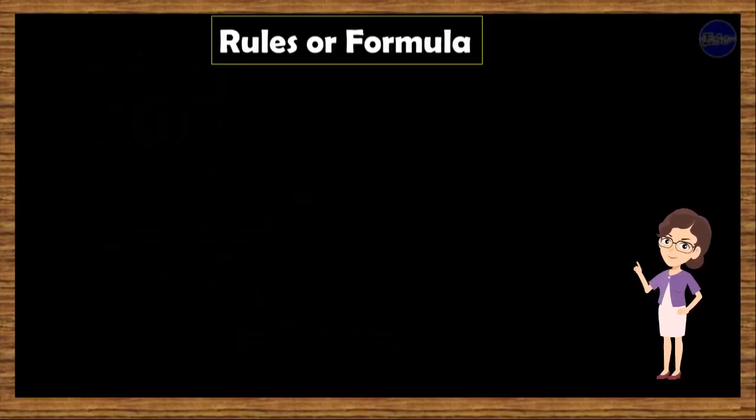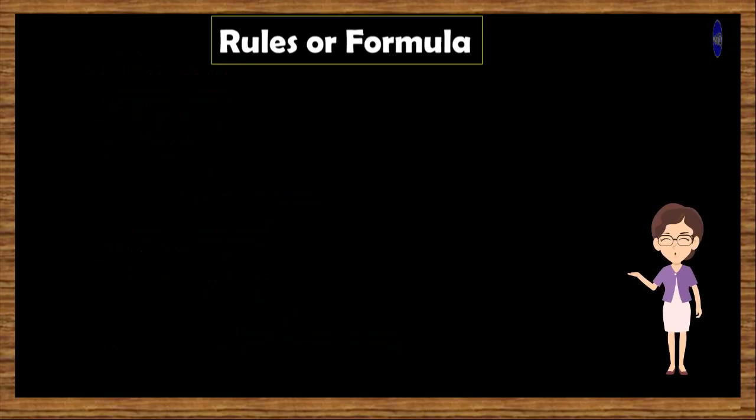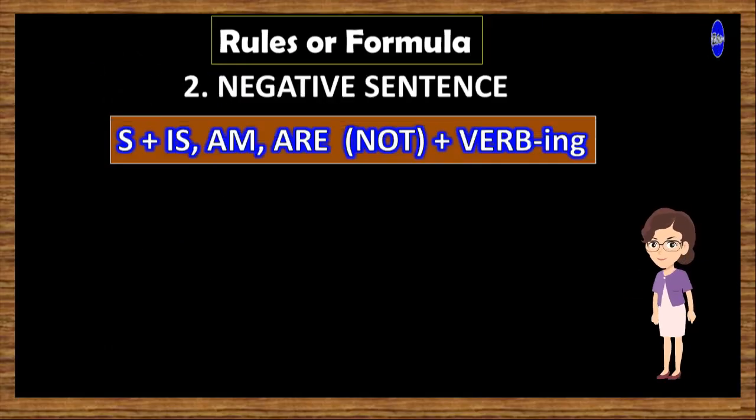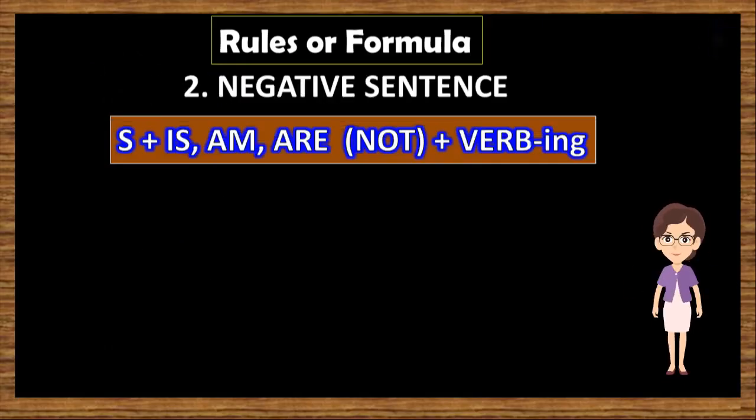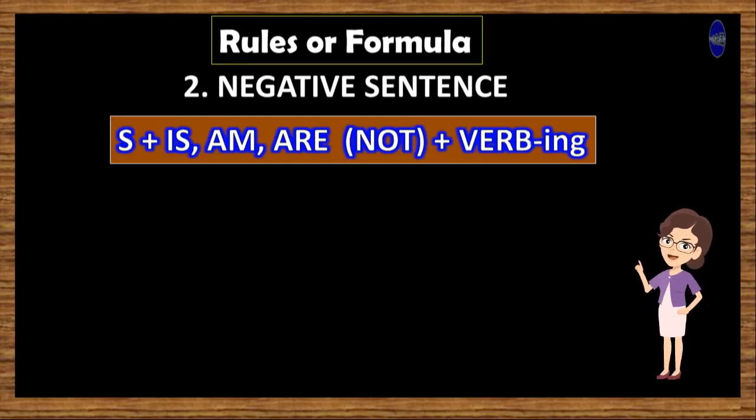If the sentence is negative, then just add not after to be. So, the formula is subject plus is, am, are, not, plus verb-ing.